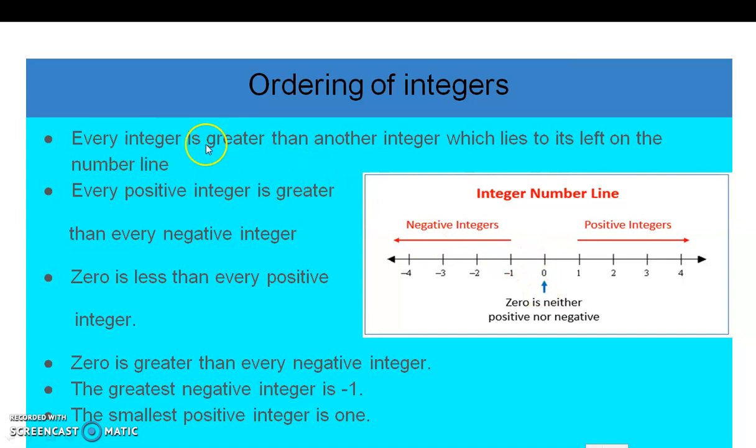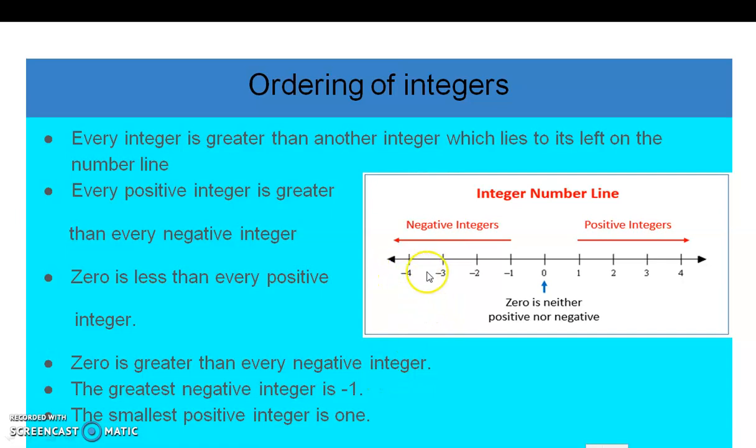Now every integer is greater than another integer which lies to its left on the number line. So we can say the integers which are towards the right side are greater than the integers which are towards the left. Every positive integer is greater than 0. So you can see all the positive integers are towards the right side of 0. And all the negative integers, they are less than 0. 0 is greater than every negative integer.